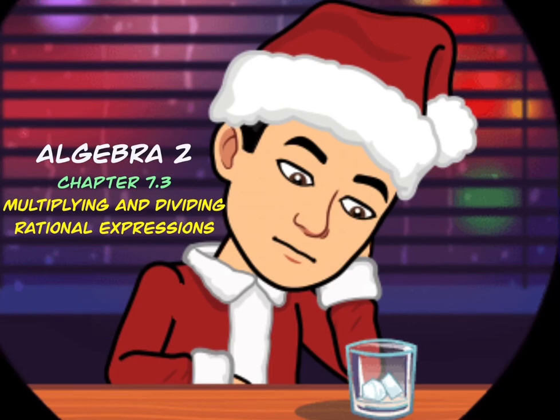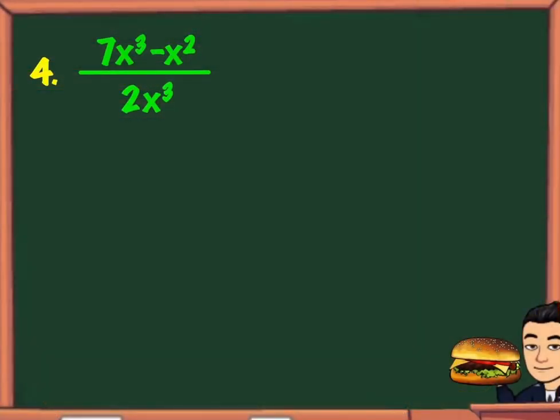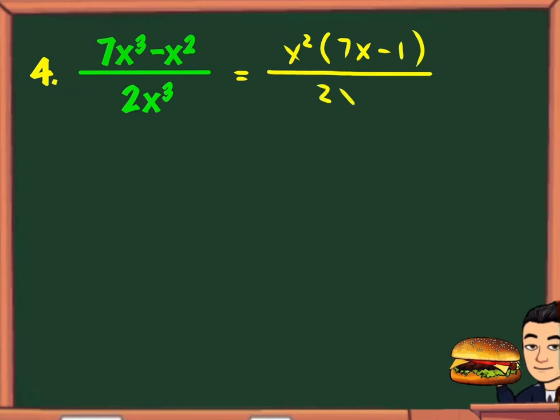Let's get started. For number 4, let's go ahead and simplify the numerator, factor out the greatest common factor, which is x squared. So it's going to become x squared multiplied by 7x minus 1. The denominator is going to be the same, which is 2x cubed. Let's go ahead and simplify the x squared with x cubed, so this becomes 1 over x. So your answer is going to equal 7x minus 1 over 2x.